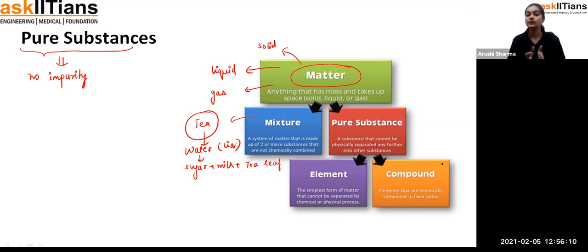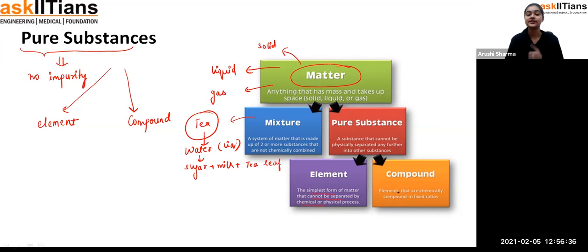Fine. Now, moving towards the classification of pure substances. Students, pure substances are again classified into two categories: one is the element and the other is the compound. So, what is an element? The simplest form of matter that cannot be separated by any chemical or physical process. It's the very simplest form of matter.